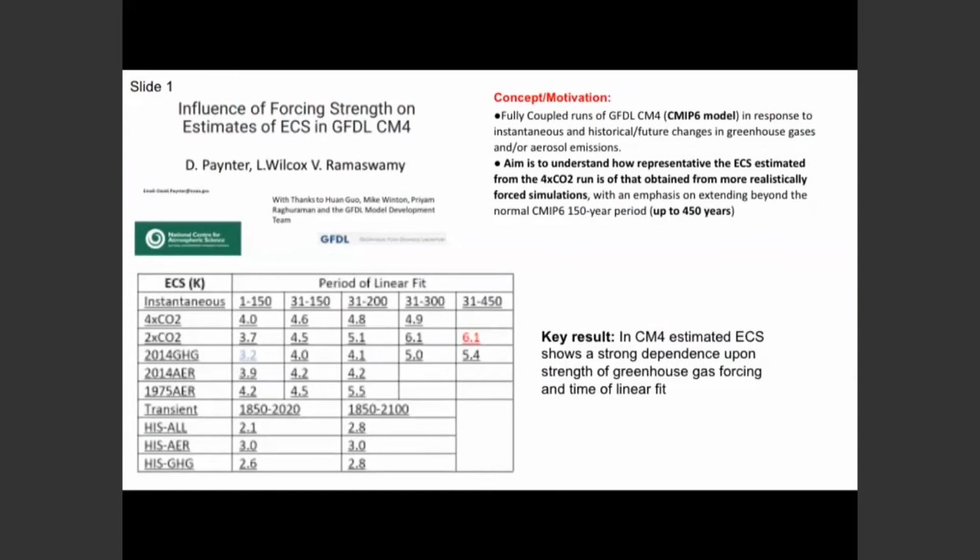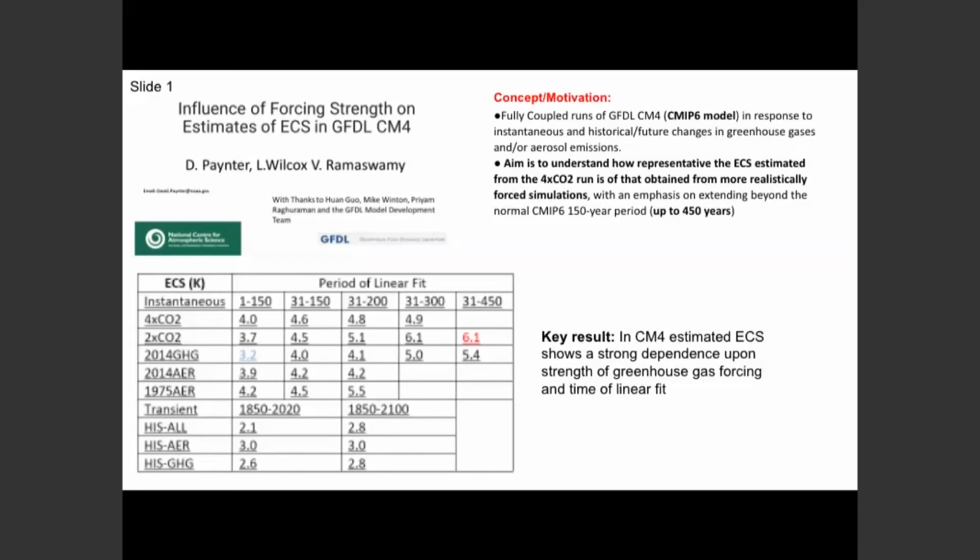So in all cases here, we also had fixed SST runs in order to estimate the radiative forcing. So that allows us to estimate the ECS in both the transient runs as well as from the instantaneous forcing runs listed on the left here. And hopefully what you can see in the table is that we can get a very wide range of ECS estimates, firstly based upon the strength of the forcing. You can see as the forcing gets weaker, even over the shorter time period, year 1 to 150, the ECS estimate goes down.